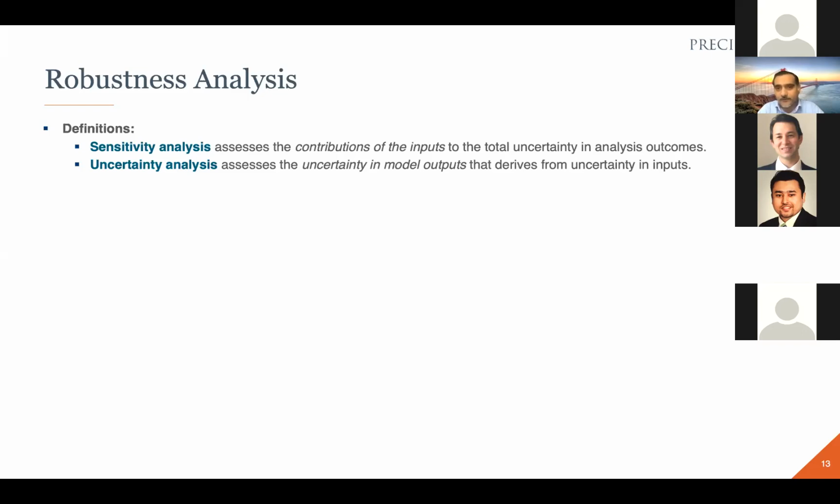It's on model output that we are interested in knowing how much variation we are observing in the model output. That's an uncertainty analysis. So that's a subtle difference. Sensitivity analysis is on the inputs, and uncertainty analysis is on the outputs, by the way.